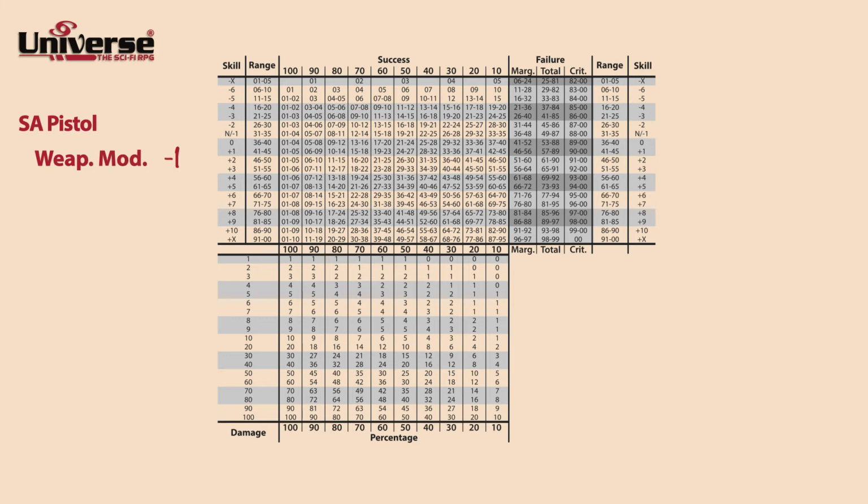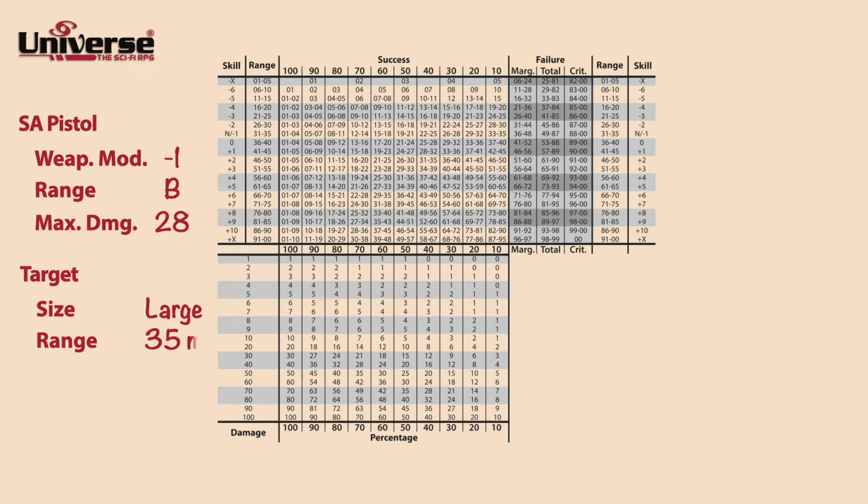It has a weapon modifier of -1, a range category of B, and a maximum damage of 28 points. The bull is a large target. It is 35 meters away and is closing at 8 meters per second. Jenner is level 5 in his Tactical Projectile Weapons aptitude.